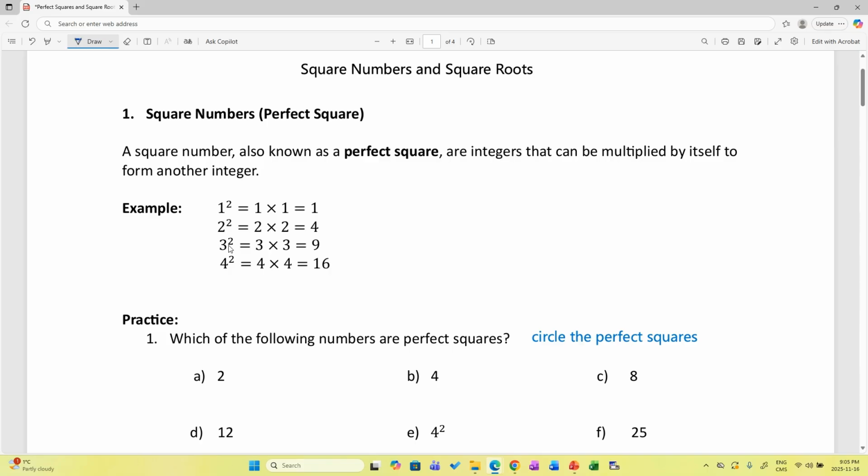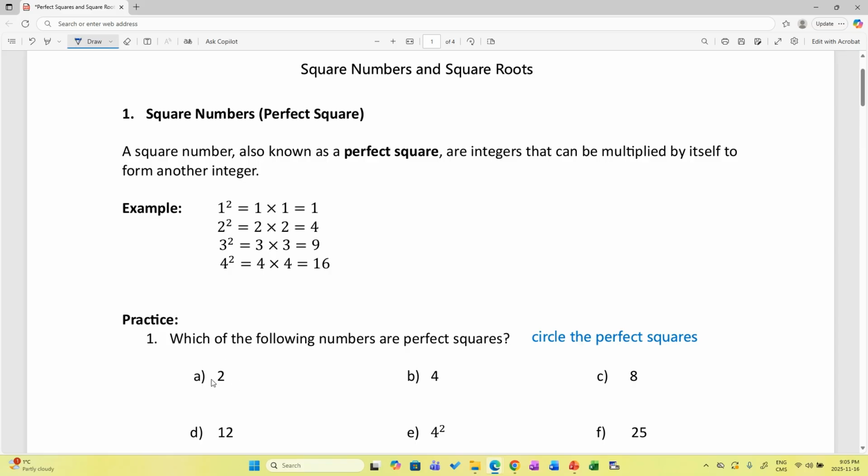Same case for 3 squared, which equals 9, and 4 squared, which equals 16. Hence, you can say that 1 squared, 2 squared, 3 squared, and 4 squared are all square numbers or perfect squares. But you can also say that the result of the multiplication, 1, 4, 9, and 16, are also square numbers or perfect squares. So for practice, which of the following numbers are perfect squares? Circle the perfect squares below.